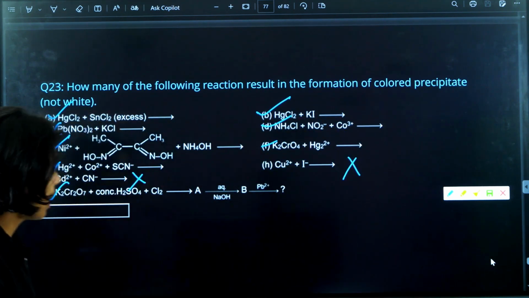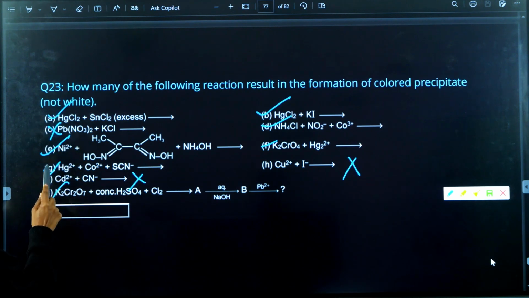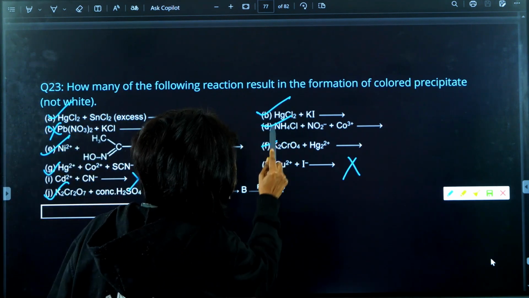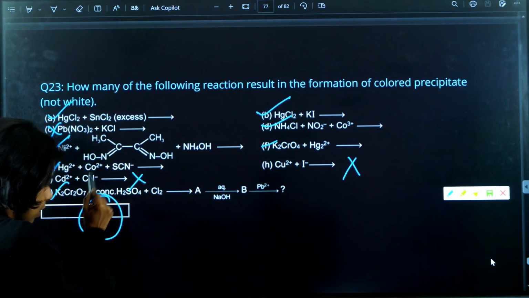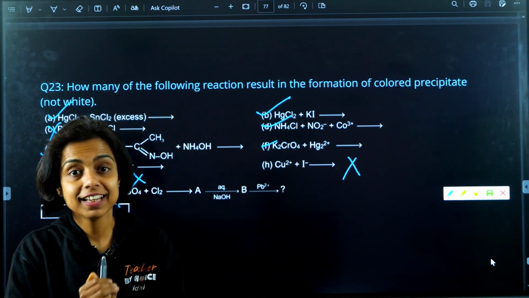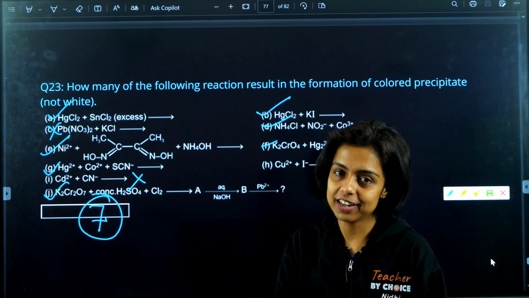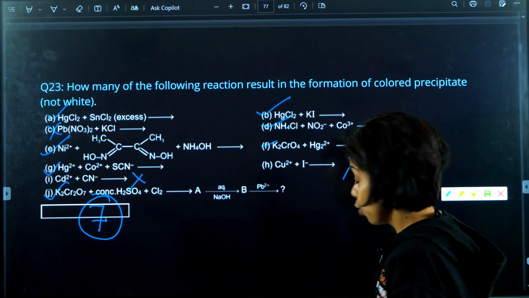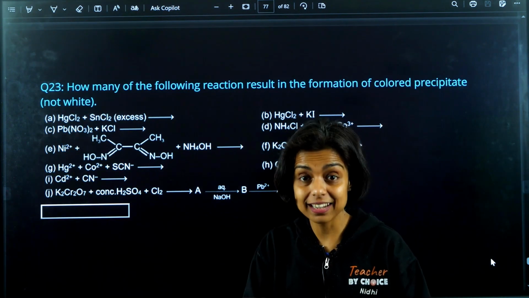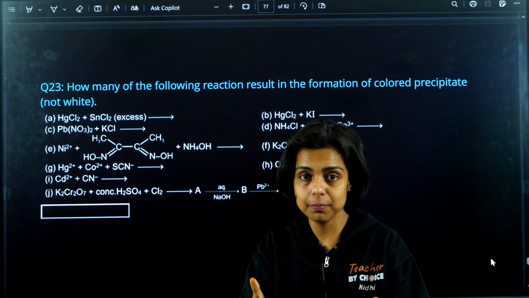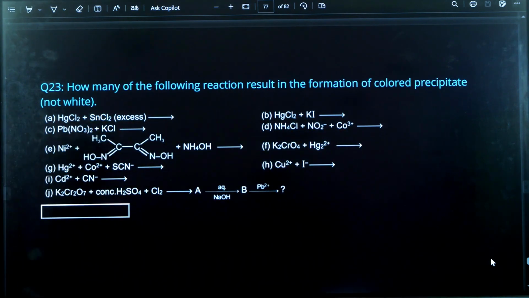So let's check how many reactions will form colored precipitates. 1, 2, 3, 4, 5, 6, 7. So 7 reactions will have colored precipitate formation, guys. To do this question, you are supposed to be very thorough with your qualitative analysis in organic chemistry. So those who were able to crack it and give the answer as 7, well done guys, keep it up. You are rocking in organic chemistry, right?